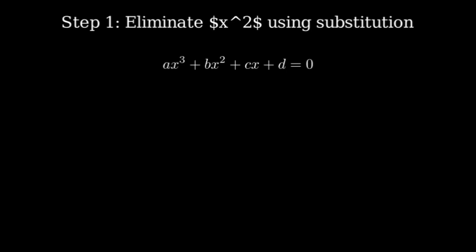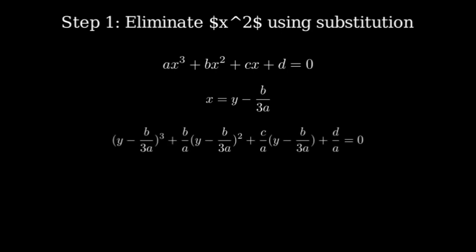Our first goal is to eliminate the x squared term. We do this using the substitution, x equals y minus b over 3a. This transforms our original equation into a more symmetric form.